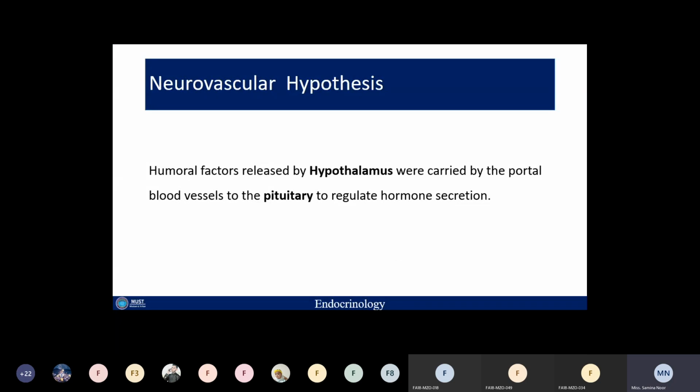So we were discussing the neurovascular hypothesis. According to this hypothesis, certain kinds of blood-borne factors are released by the hypothalamus, and such factors are then carried to the pituitary gland through the hypophyseal portal system, or through the blood vessels. The function of such blood-borne or humoral factors is to regulate the secretion of the pituitary gland. Such a hypothesis is known as the neurovascular hypothesis.